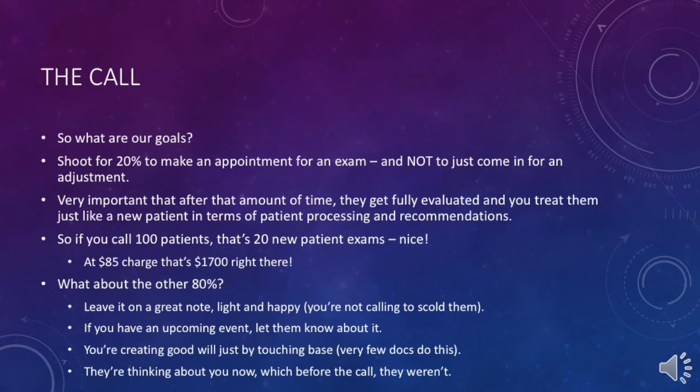The reason why is because if they just come in for an adjustment, it really devalues it. And if they haven't been in for 6 to 12 months, they need an exam, you know? And we're supposed to do exams every 30 to 60 days. So they need an exam, and you should treat them properly. Now, if you call 100 patients, that's about 20 new patient exams. And if you charge for exams, which you should, our exam charges range from 85 to 125. At 85, that's $1,700.